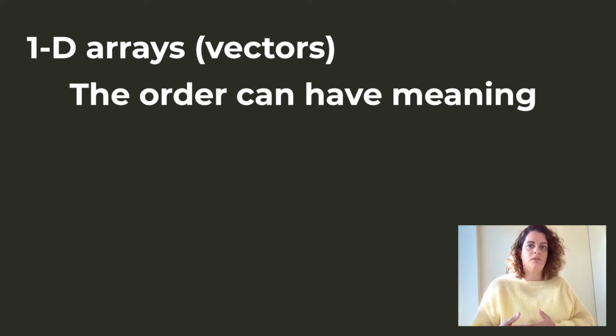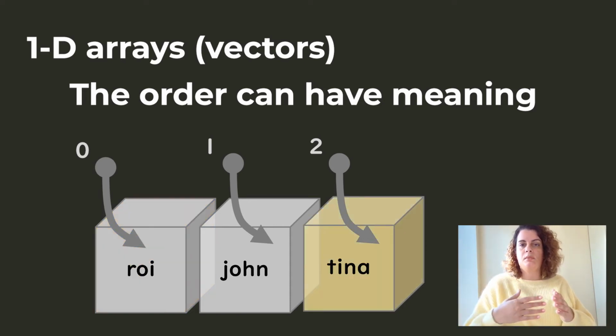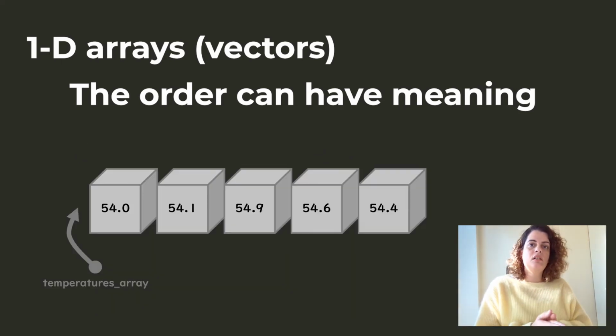So if you want, for instance, to store the names of the people in the maintenance team, the order doesn't have much meaning, right? Because you can put Tina as the first name, but you could put Tina as the last name, and imagining that they all have the same responsibility, it doesn't really matter the order that you put them inside the array. But there are other cases where the order matters.